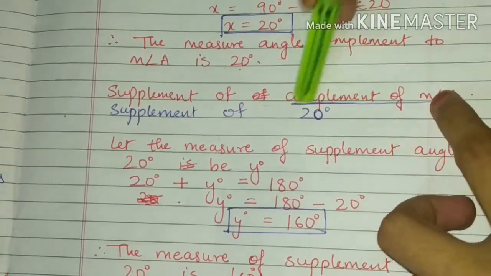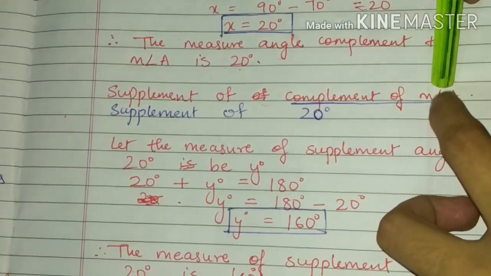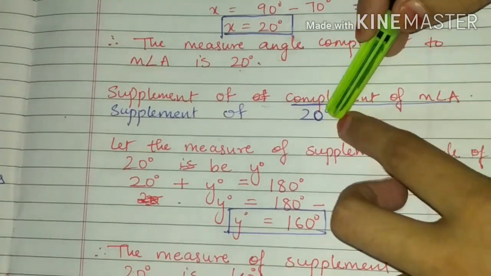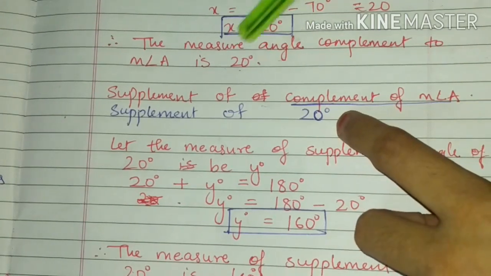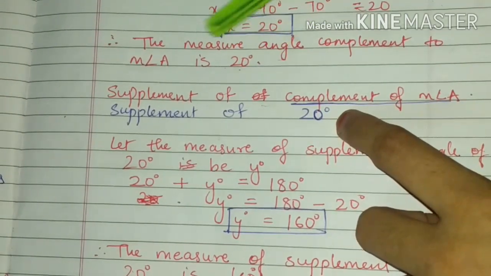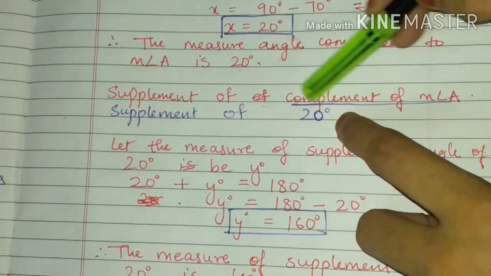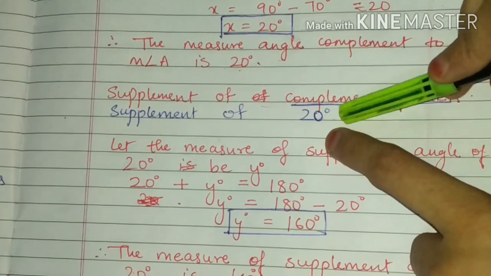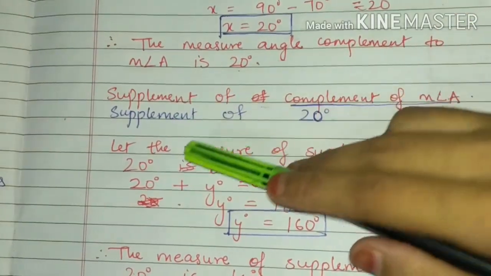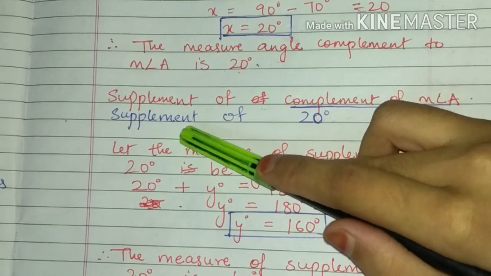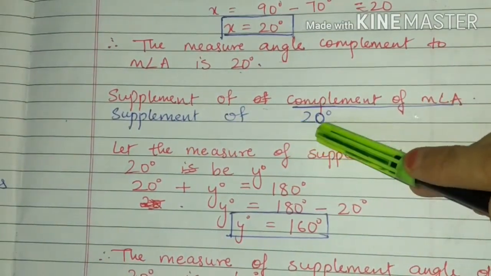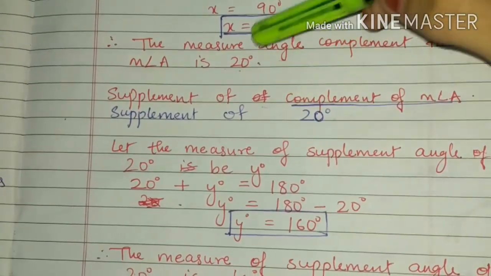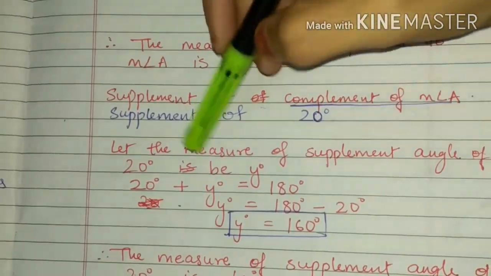Complement of measure angle A, as measure angle A was 70, so what will the complement of 70 be? 20. We find the complement of measure angle A as 20 degrees. So in place of complement of measure angle A will come 20 degrees. So now our question becomes: find the supplement of angle 20 degrees. So now it is easy. Now you have to just apply that supplementary rule.